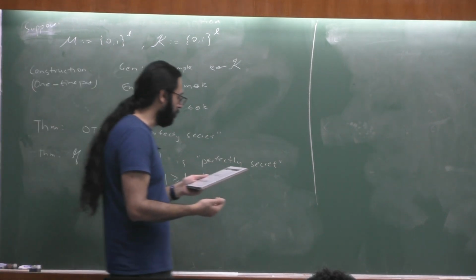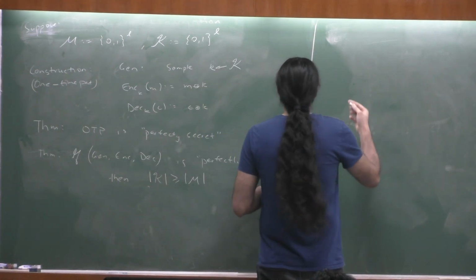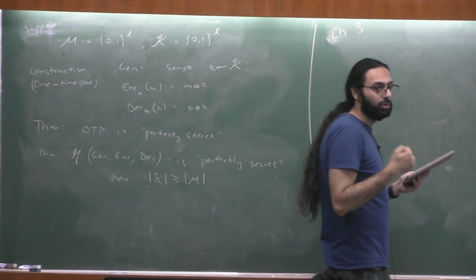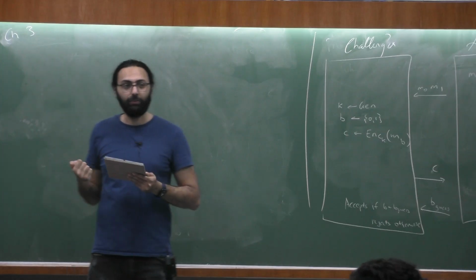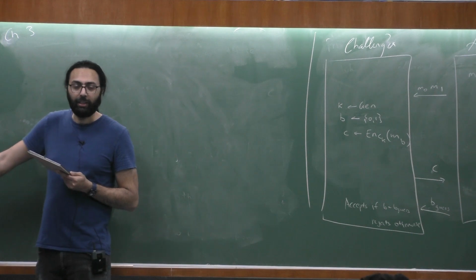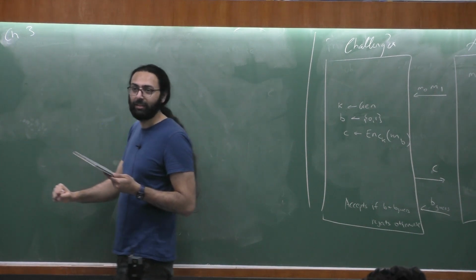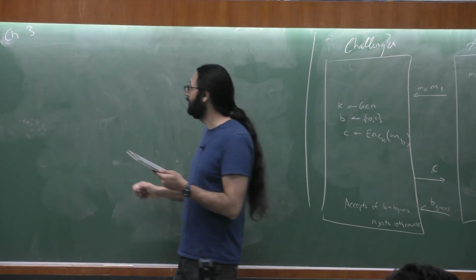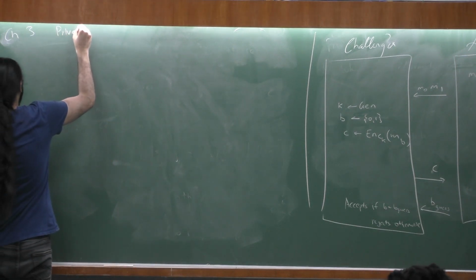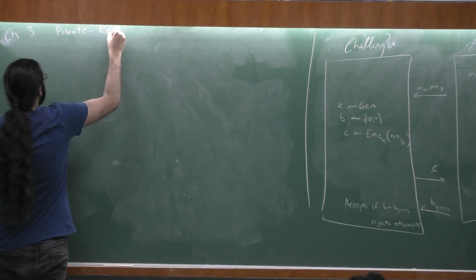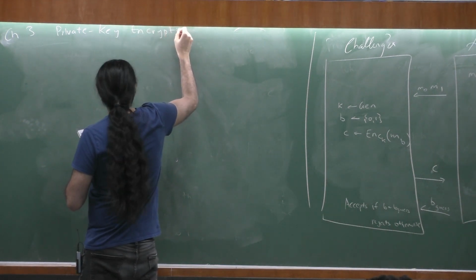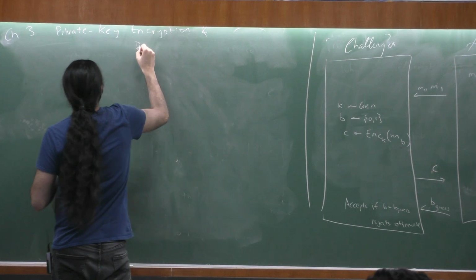This is the motivation for the next chapter, which is, can you relax the notion of security a little bit so that it's still meaningful, and nonetheless it gives us a lot of efficiency in terms of the key lengths needed to obtain that security. That's the content of the third chapter in the book. It's called private key encryption and pseudo-randomness.